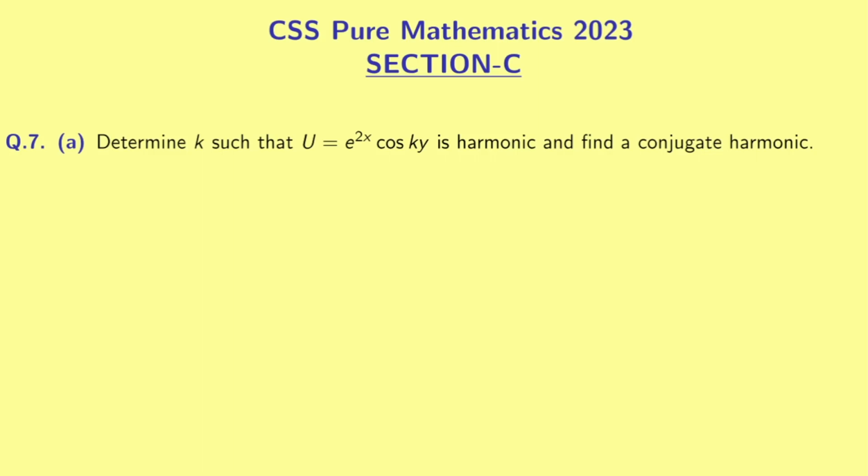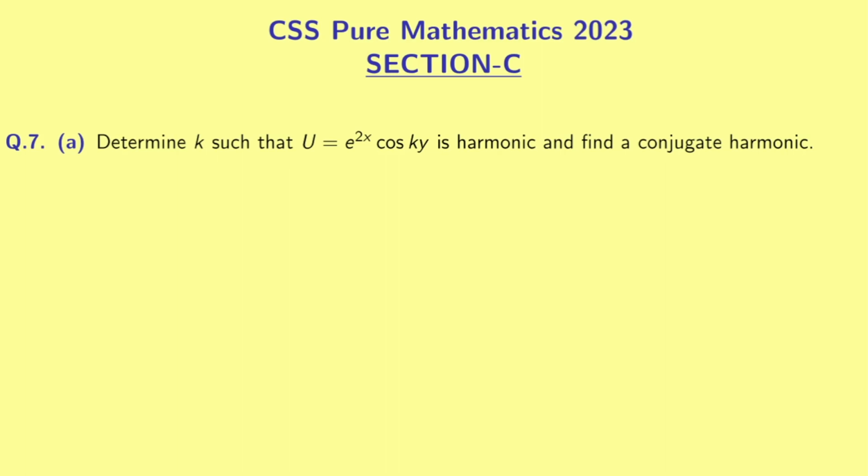Hi guys, here's another video about the CSS Pure Mathematics Exam from 2023. We're in section C, and this is question 7, item A. It asks us to determine k such that this mapping u, given by e to the power 2x times cosine ky, is harmonic, and it also asks us to find its conjugate harmonic.